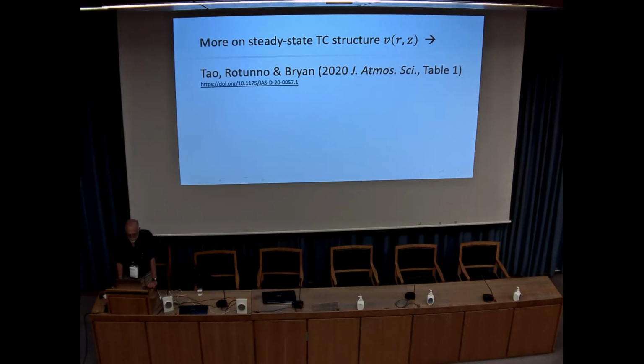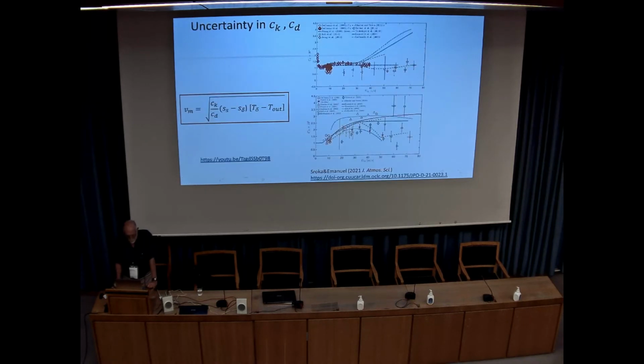So, more on the steady state TC structure. We have a kind of table in this recent paper looking at the historical developments of this steady state model, and some of the uncertainties that go in here. This theory reinvigorated the whole air-sea interaction problem, and people went off in search of CK and CD, and as you can see from these studies, there's a lot of uncertainty at high winds.